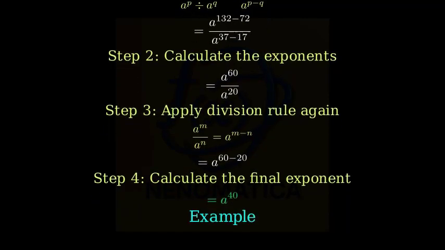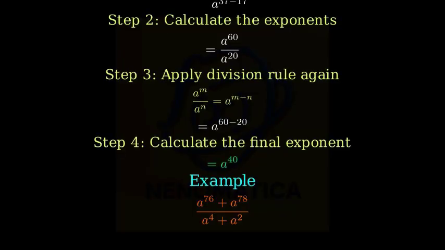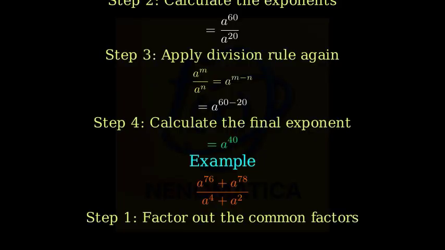Now, let's move on to our second example. We need to simplify the expression a to the power of 76 plus a to the power of 78, all over a to the power of 4 plus a to the power of 2. Let's simplify this step by step as well.